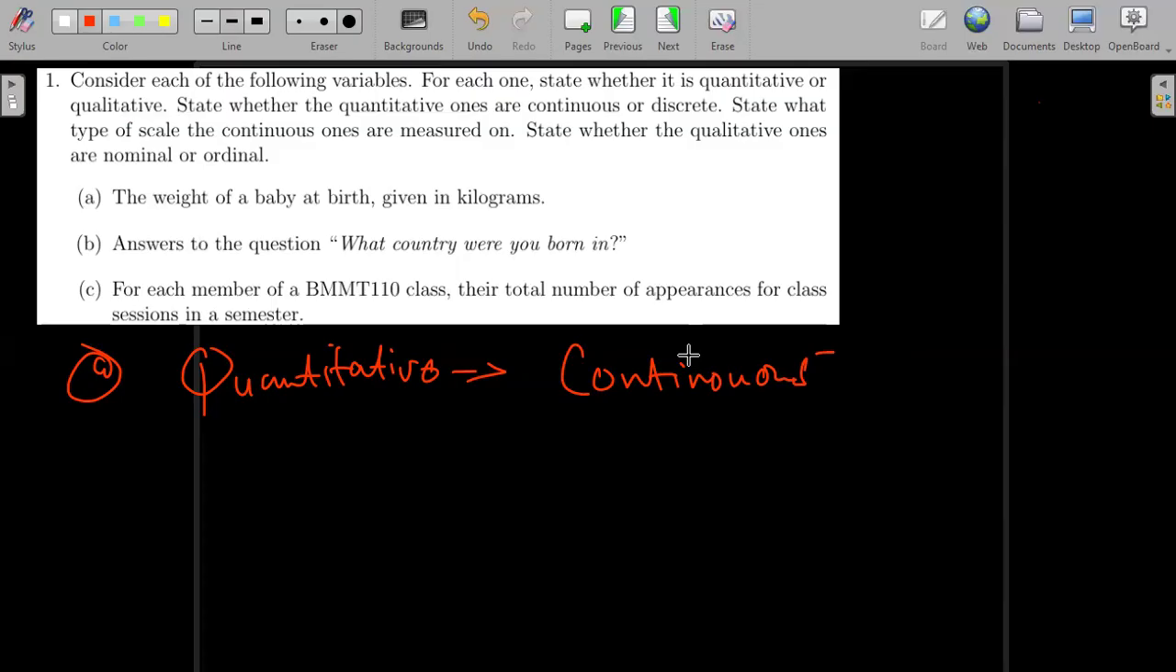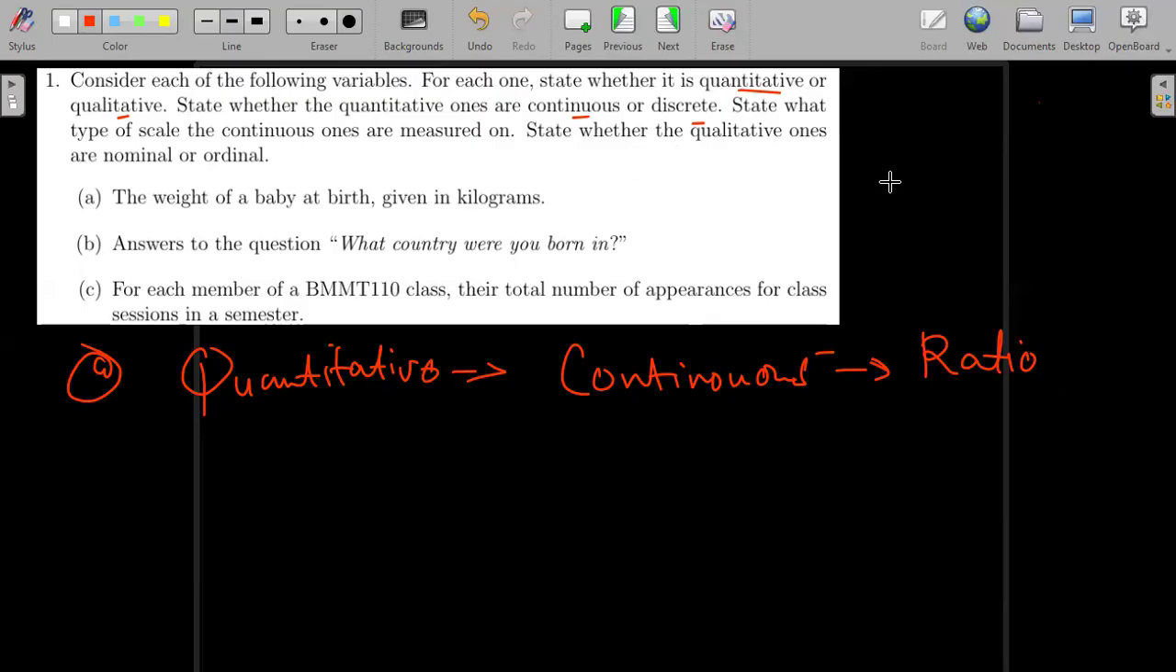So it's continuous. It takes any value. Okay, so we've answered the qualitative part, we've answered the continuous discrete part, and then here they said state what type of scale the continuous ones are measured on. So the continuous one, the scale, it will be the ratio. Remember we said the weight was an example of the ratio. Okay, and then what else?